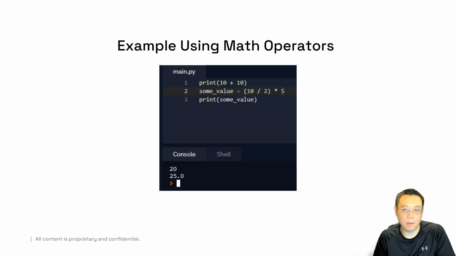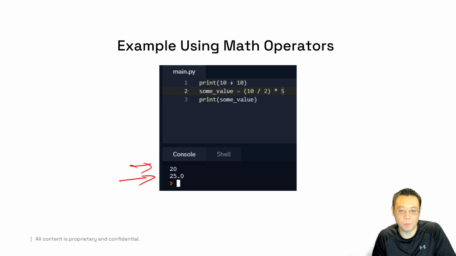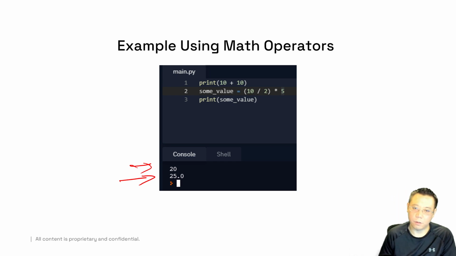Here's an example of some math operators in use with our built-ins. 10 plus 10 is 20. 10 divided by 2, we use in parentheses, times 5. 5 times 5, 25. Notice something interesting here. We have an integer right here, but we have a float right here. A float is simply something with decimals. Okay? That's all it really is. Just keep that in mind in the back of your head.